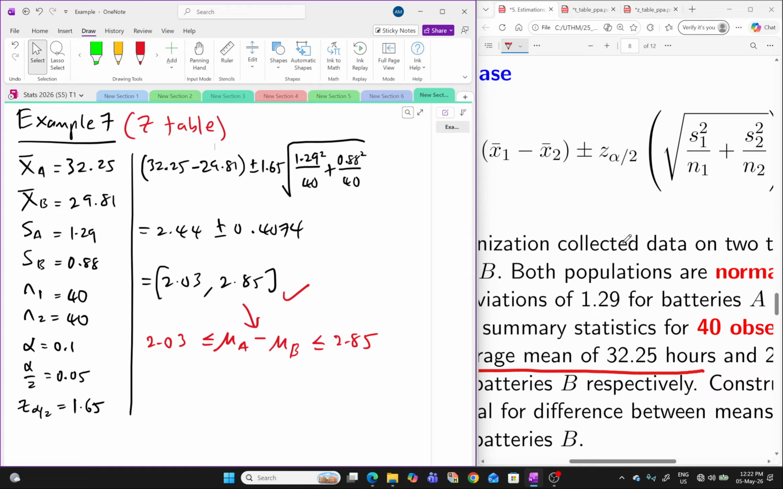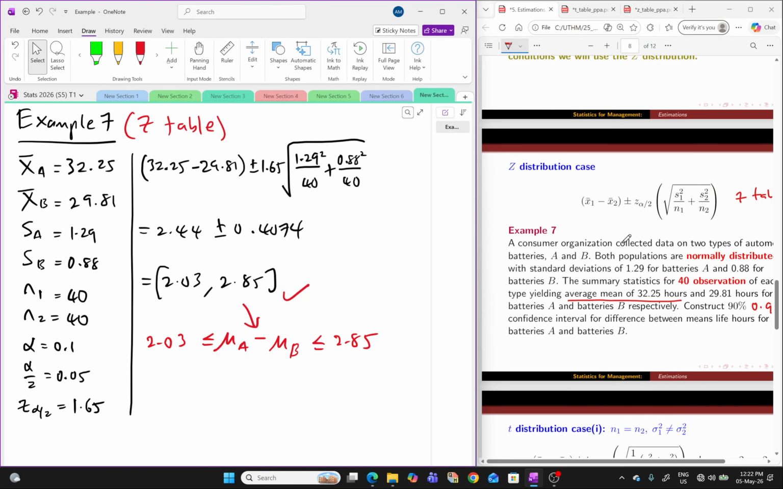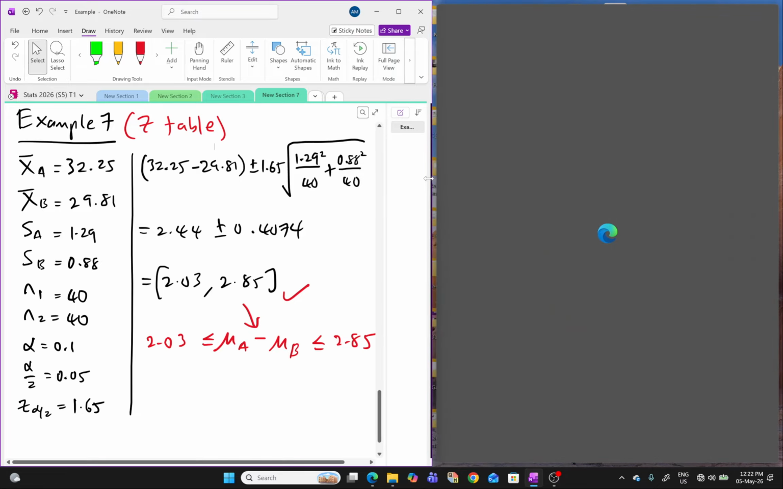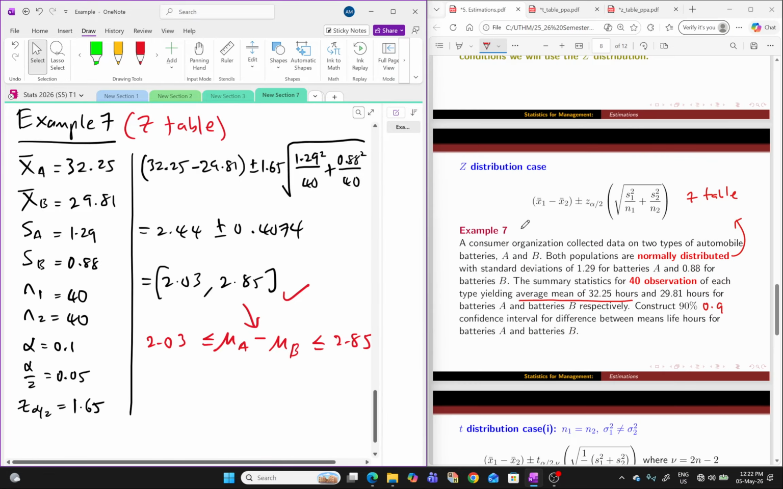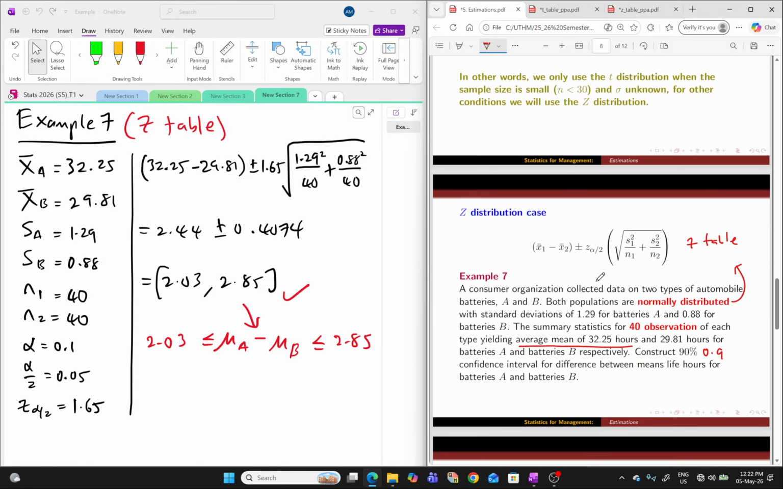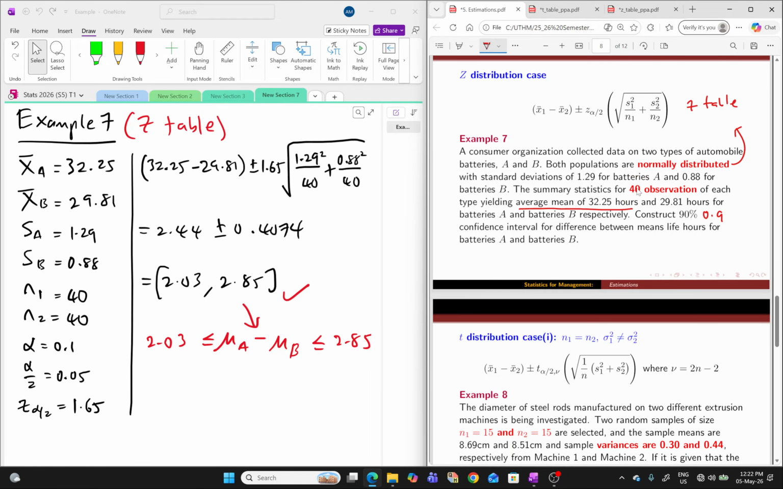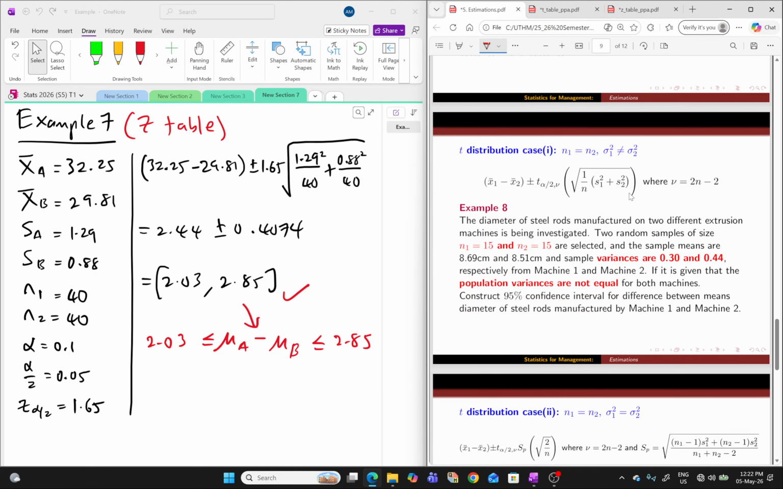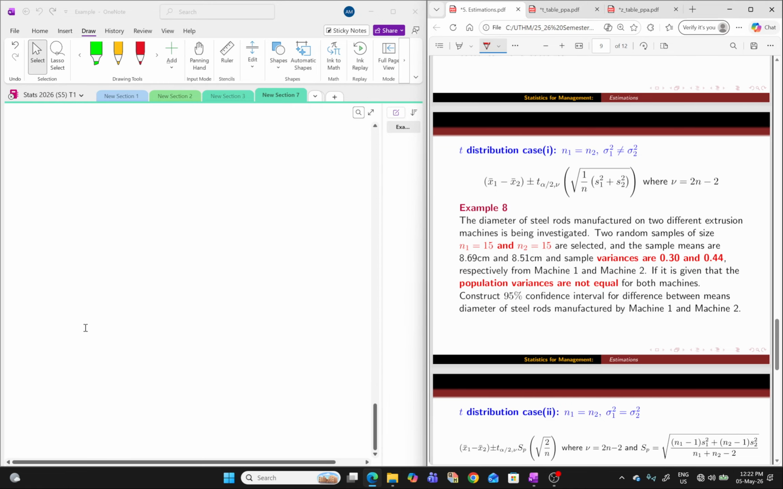Maybe one last one. Why we use Z table? As I mentioned earlier, we use Z table when the sample size is greater than 30 or population standard deviation is known, atau bukan dua-dua, salah satu. Dekat sini dia punya sample size adalah 40 selebih, so we use Z table. Next one, example 8. Ni dah salin dah semua.